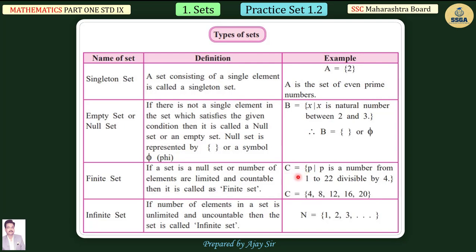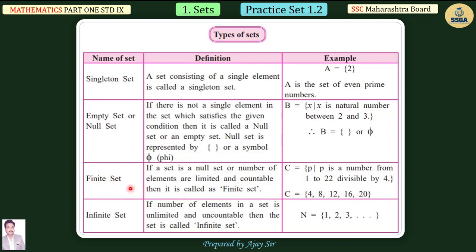For example, set C is a set of all p, where p is a natural number from 1 to 22 which is divisible by 4. Therefore the numbers are 4, 8, 12, 16, 20. These are the numbers from 1 to 22 divisible by 4. We can count these elements; there are 5 elements. These numbers are countable, therefore this is called a finite set.